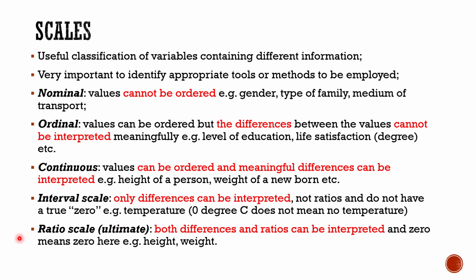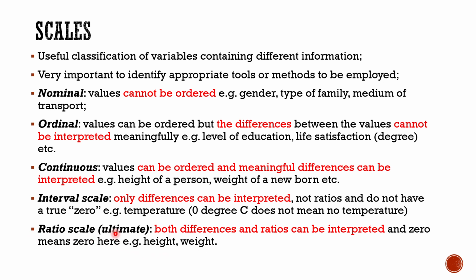And ultimately the ratio scale, because ratio scale is the scale where both differences and ratios can be interpreted. And here zero means zero. It means zero would have a true value, like height and weight.